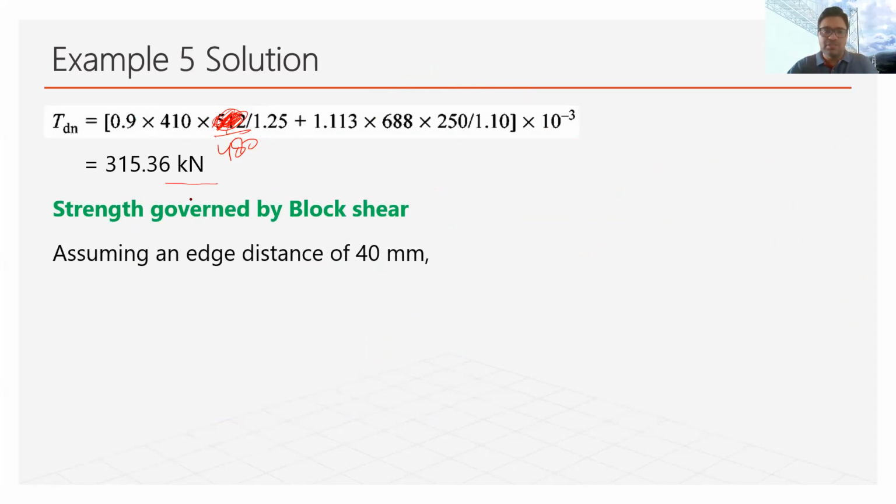So in block shear, I have already assumed that the end or edge distance as 40 mm. In this case, we are required to find out AVG, AVN, ATN and ATG. So again, I'm making the same diagram that I have made in the previous part. If this is our angle section, and this is the outstanding part.